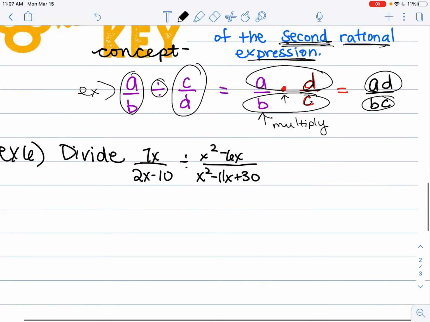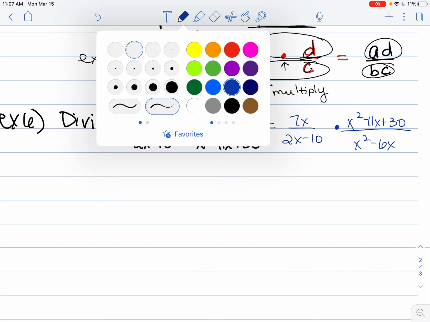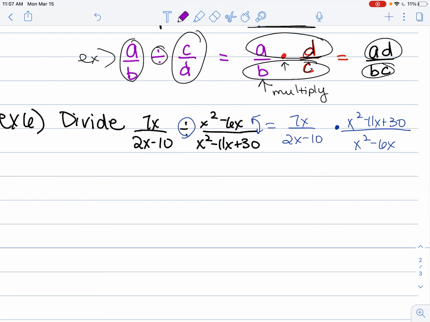Okay, so let's practice that. So here we've got a division problem where we're going to divide these two things. Now remember, we're going to keep the first fraction, turn the division into multiplication, and then take the reciprocal of the second. So now the bottom, which is x squared minus 11x plus 30, is now the numerator. And the top from before is now the denominator here. So now we're ready just to multiply it, which we already know how to do. Remember, when we multiplied, we still would put this in factored form.